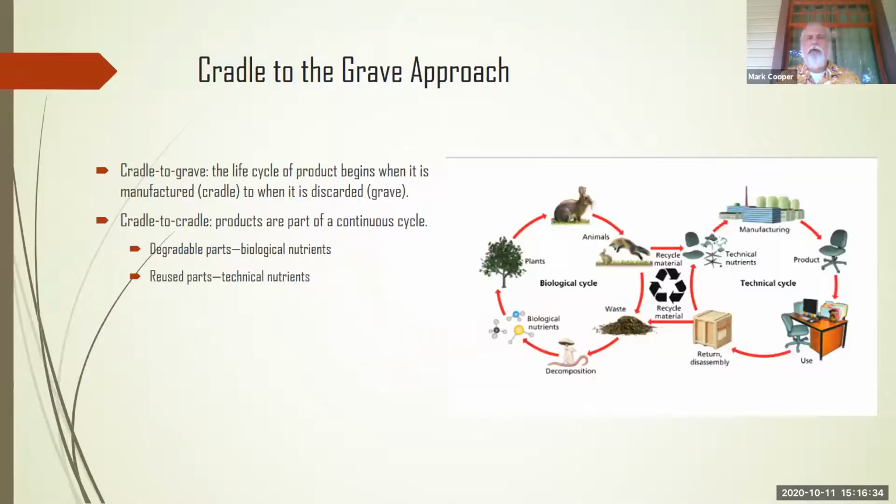All right, the cradle to the grave approach is where we look at products when they're first designed and manufactured all the way to when they die a slow and painful death, I suppose. There is also this idea of cradle to cradle products, where parts of the product are either degradable and can be used as biological nutrients, or reusable parts, technical nutrients, which can be put into something else. So it's trying to limit the amount of waste that we make.